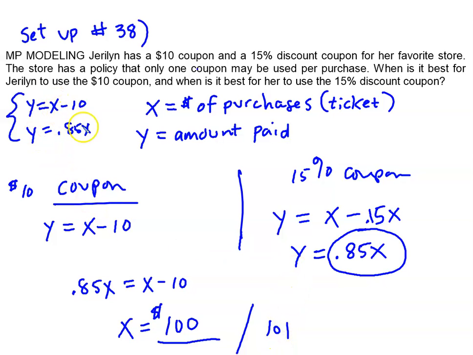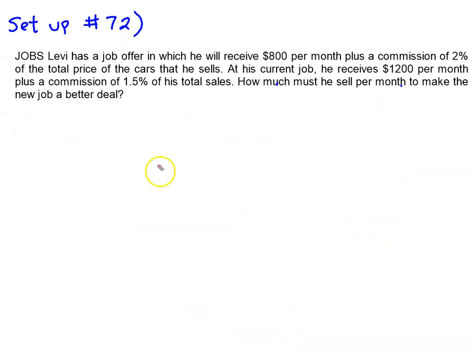So you're going to plug 101 back in for these x's and see if that gives you a hint as to when it would be better to use, when you would save more, when it goes over 100 in this case. Would it be better to use the $10 off or the 15% off? Okay, so I think we set that one up pretty well for you. And now let's set another one up.